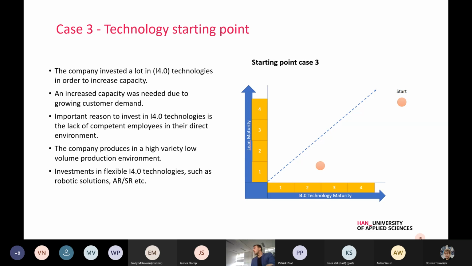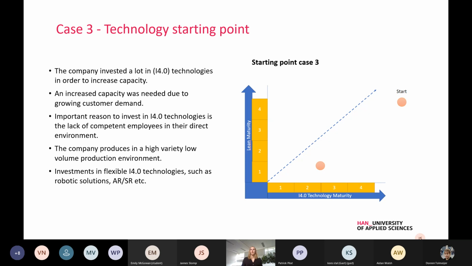Could you elaborate about the technological starting point? Yeah, so as Mitchell mentioned before, this company is really technology driven, so they're always looking for new technologies or new opportunities. The first case invested in lean, and this case is quite the opposite, where technology is the starting point for the processes.